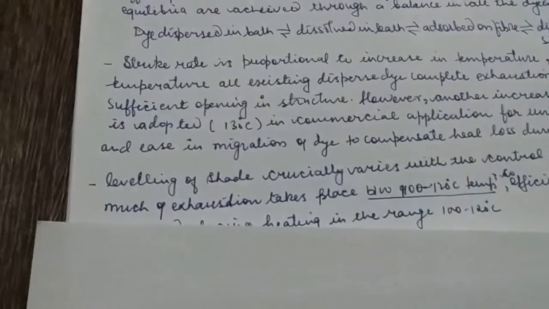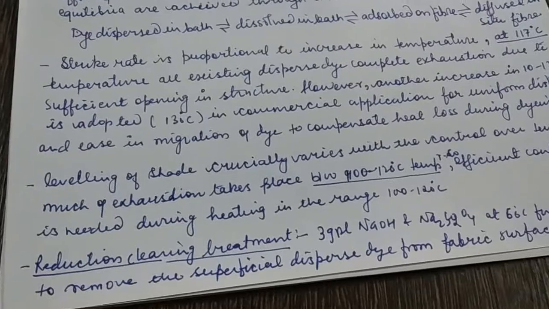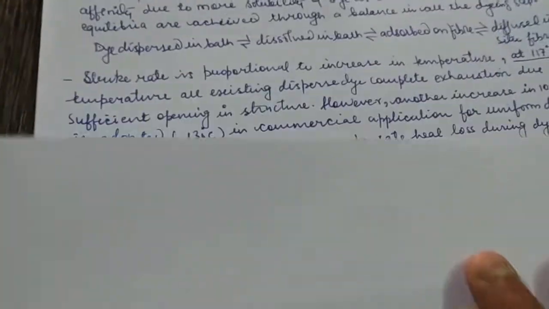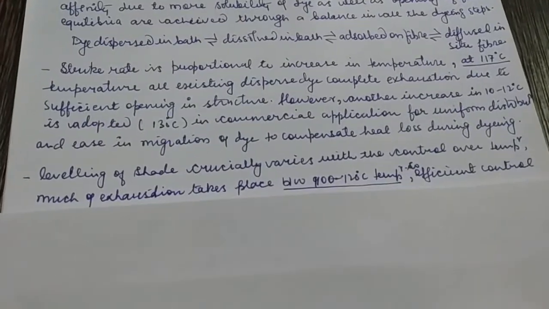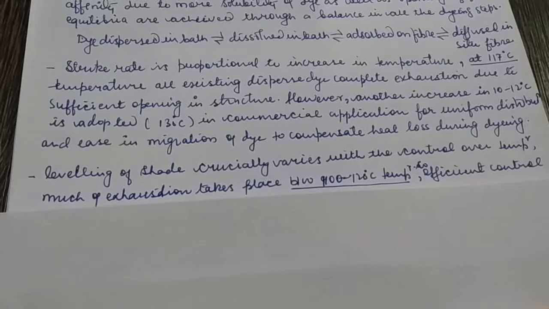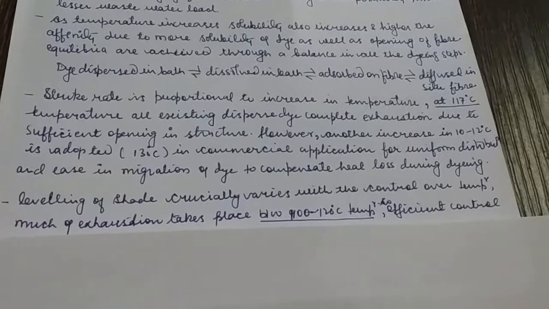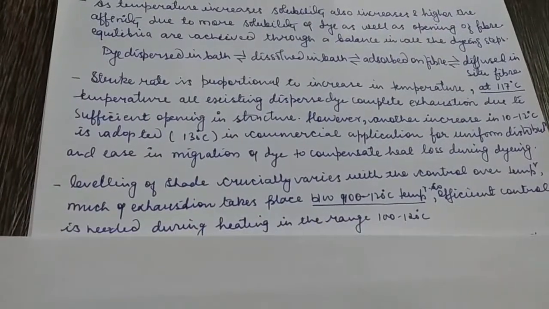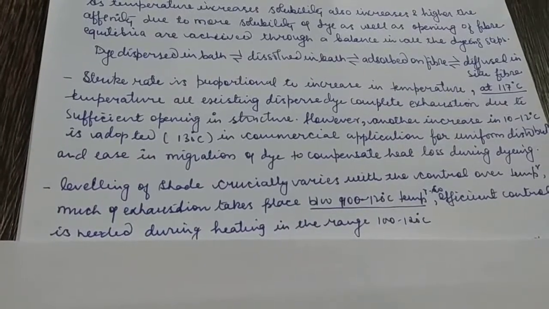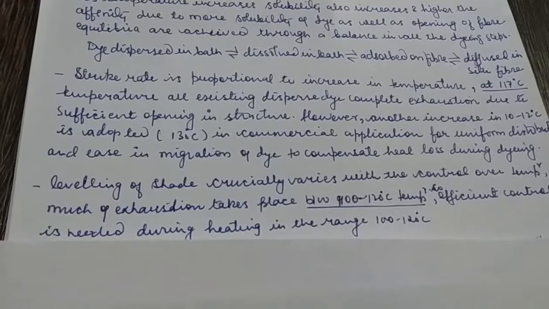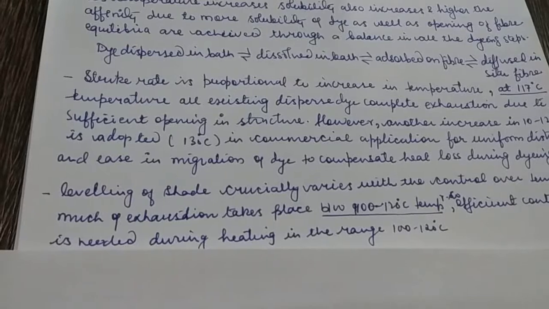Leveling of shades in the high temperature high pressure method of dispersed dyeing crucially varies with the control over the temperature. Much of the exhaustion takes place between 100 to 120 degrees centigrade. So efficient control over the temperature is needed during heating in the range of 100 to 120 degrees centigrade, because in this temperature range the amount of exhaustion is maximum, that is around 80% of the total exhaustion.